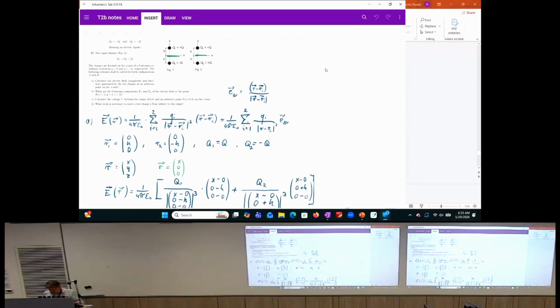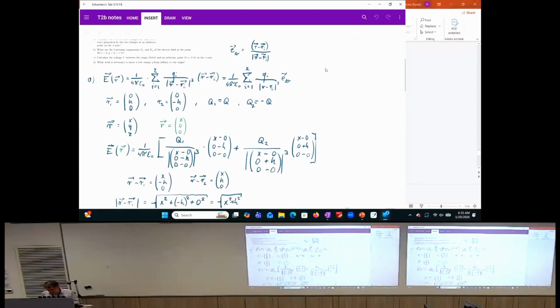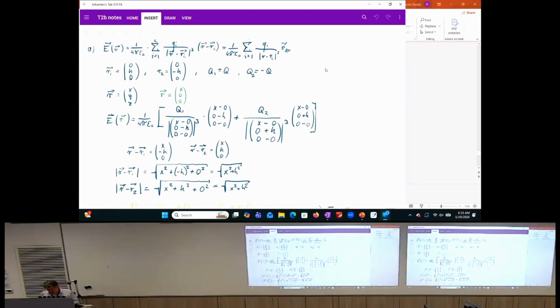So we have given the formula based on using the electric field, how it is generated by a set of point charges. And we have inserted then the values for the distance vector. We assumed that we are moving along the x-axis.